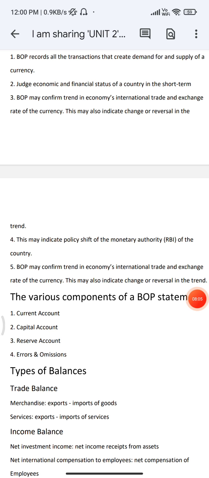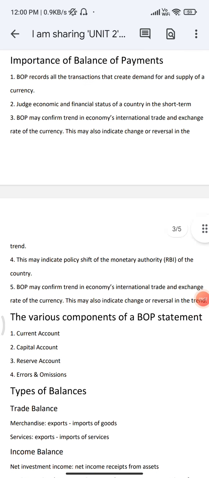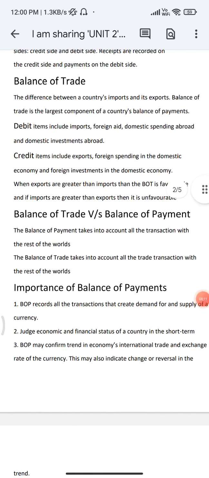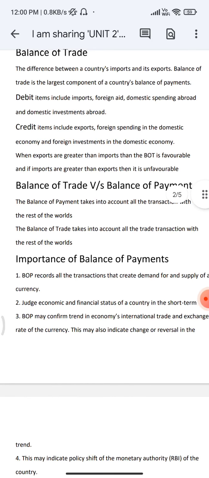So this was all about today's lecture. In this we talked about the balance of trade, the difference between balance of payment and balance of trade, and the importance of balance of payment.